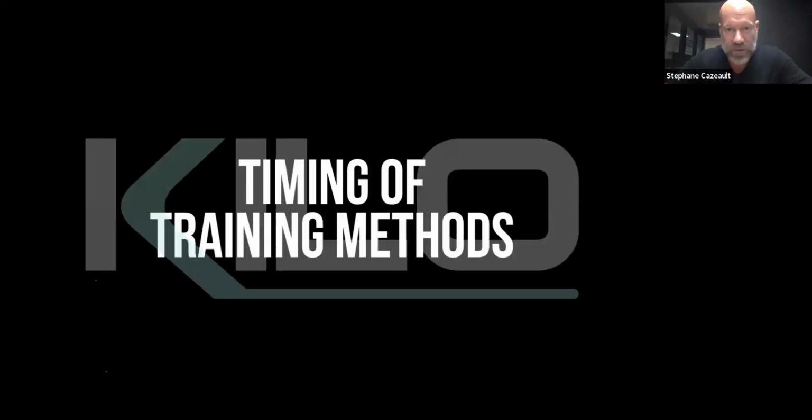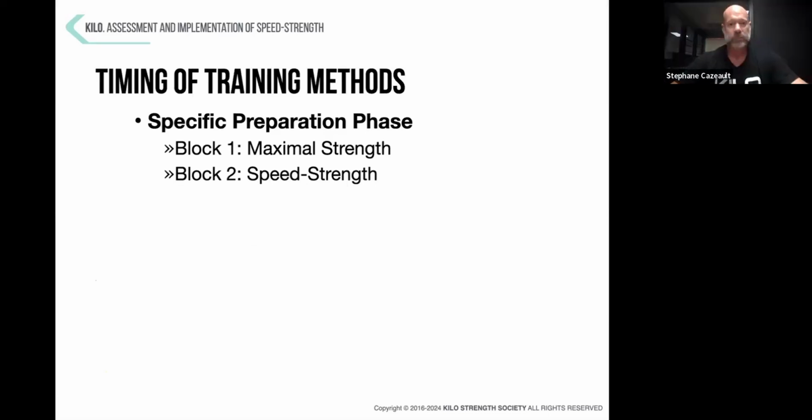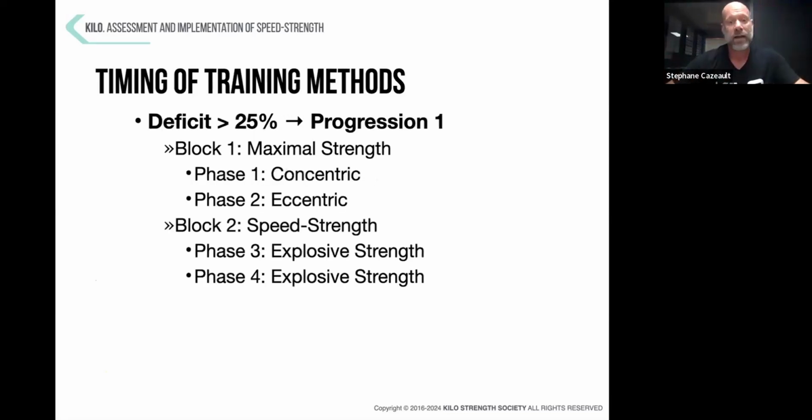in terms of where we're going to focus our speed strength work. So, the timing of training methods. In the specific preparation phase, you want to have two blocks. Block one will be dedicated to maximal strength. Okay, maximal strength is the foundation. You need it in order to build speed strength. And then block two will be your speed strength block. Now, if your deficit is over 25%, which means that you need more explosive strength, this is what your macro cycle, your SPP, would look like.